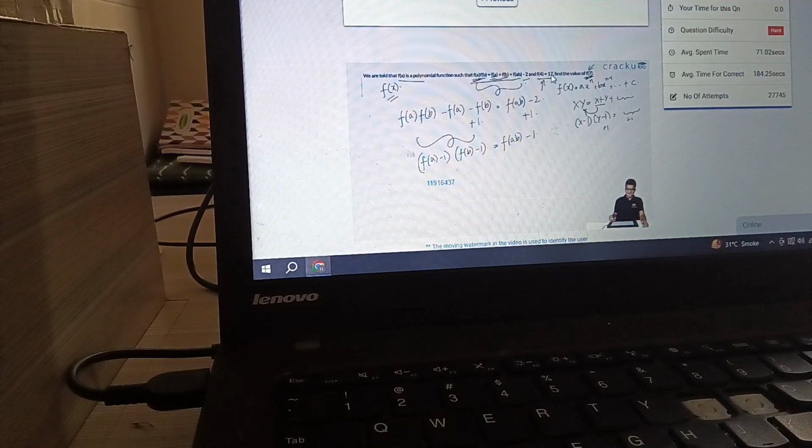Anyway, now if you are looking at g(x) to be equal to f(x) - 1, then the left hand side becomes g(a)·g(b) is equal to g(ab).